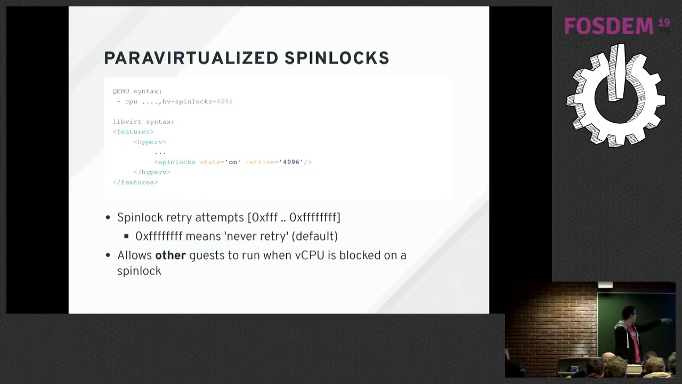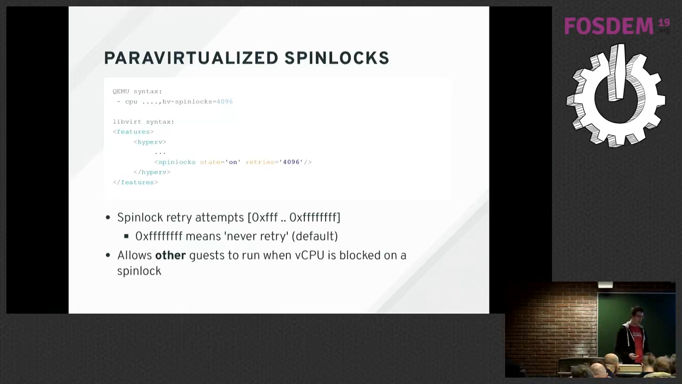Paravirtualized spin locks are enabled by HV spinlocks, and you can tell QEMU how many attempts to make before giving up. The thing is, there is a core concept of a spin lock, right? When two CPUs are trying to get the same resource, they may do this cheapest possible locking. It's basically checking a variable in memory and seeing if somebody else is doing something with the shared resource, and you set one there, you do something, you reset it, right? The other CPU looks at it, sees it's busy because someone else is doing the job, and it just spins. It doesn't do anything. It constantly checks the state of this indicator to see if it can do something.